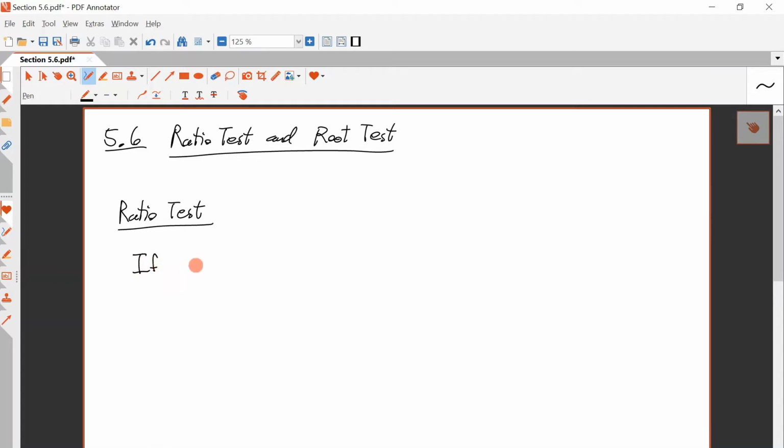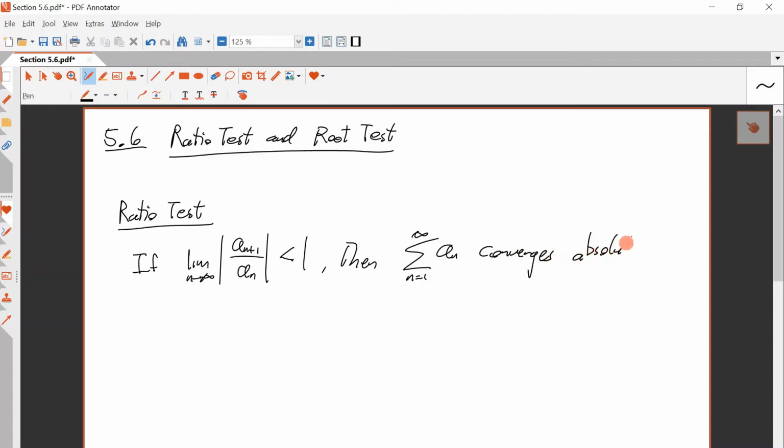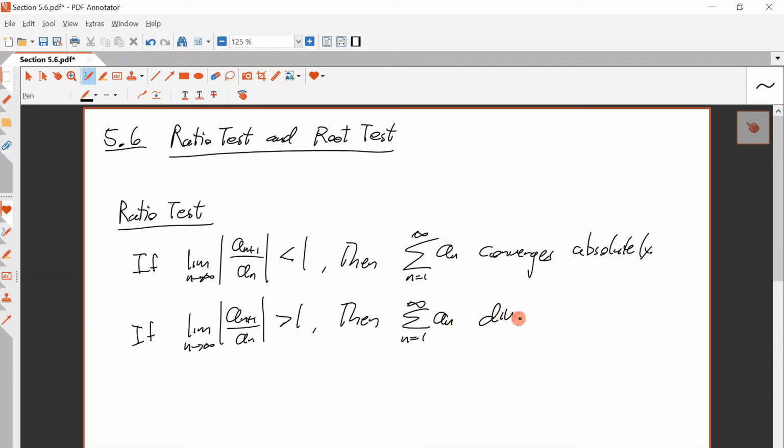If the limit as n goes to infinity of the absolute value of a_(n+1) over a_n is less than 1, then the series sum from n equals 1 to infinity of a_n converges absolutely. If the limit as n goes to infinity of a_(n+1) over a_n is bigger than 1, then the sum from n equals 1 to infinity of a_n diverges.